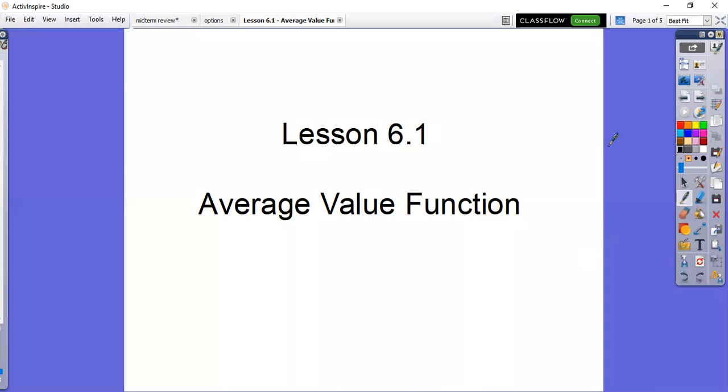Today we're going to talk about the average value function. So this is the beginning of unit 6. So let's get cooking talking about the average value function.